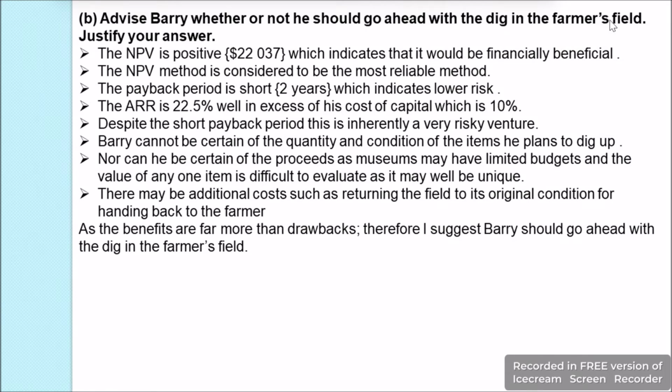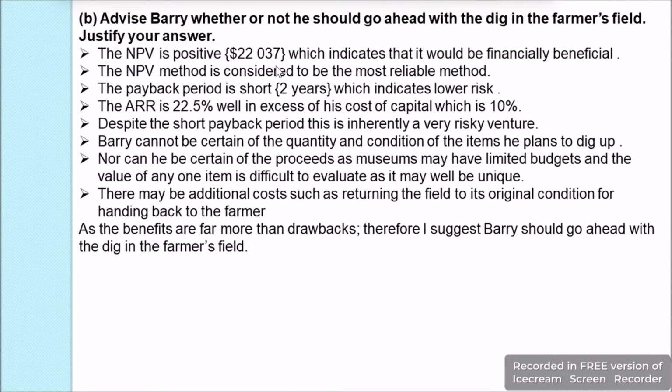In the B bit of the question, we are asked to advise Barry whether or not he should go ahead with the dig in the farmer's field, and we have to justify our answer. You see, when we calculated the NPV in the first bit of the question, we got a positive NPV of $22,037, and NPV is a very reliable method to predict the financial gain which a project can bring to the company. So based on this, we have a positive NPV, and this will be financially beneficial to Barry, so hence he can accept the project.